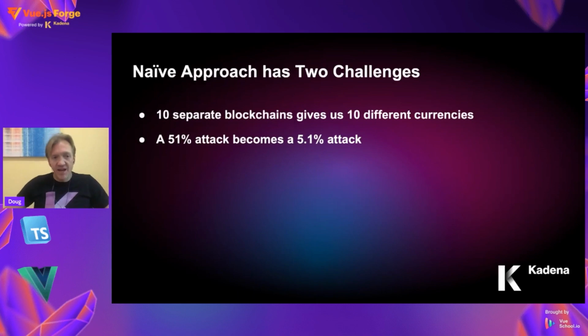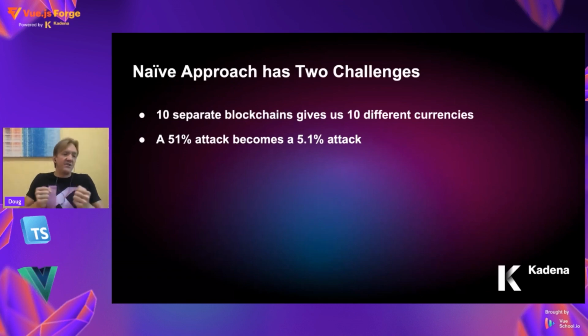10 separate blockchains means that you have 10 separate currencies, and that would be a pain to deal with. And a 51% attack, which we didn't really describe here, but you can read about it elsewhere, becomes a 5.1% attack. You only need to have 5.1% of the network in order to start to potentially change some recent blocks.